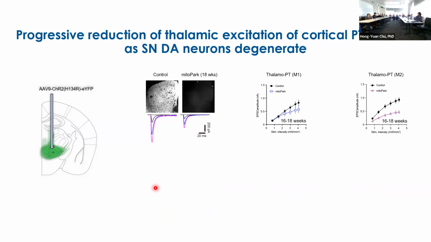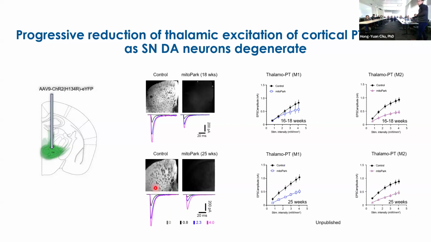Then we wait a long time, like 16 to 18 weeks, and we start to see some reduction in the M1 PT cells. But in the M2 PT cells, there's an even stronger, more robust reduction in thalamic excitation compared to M1. It looks like M2 may be affected at an earlier time point compared to M1. The last time point is 25 weeks. Both M1 and M2 PT cells show significantly reduced thalamic excitation compared to controls, which just mimics what we got from the 6-hydroxydopamine models.